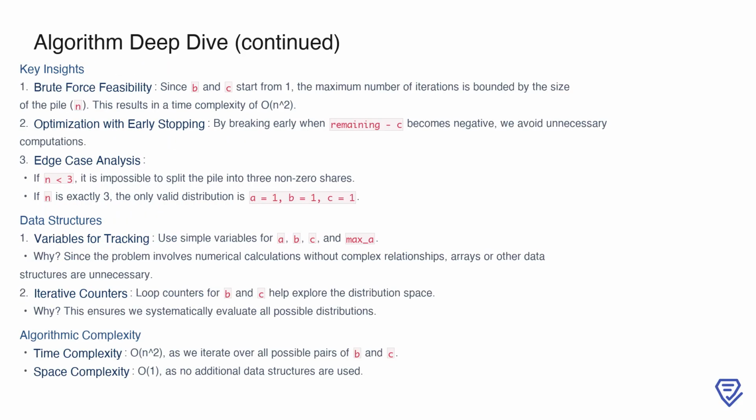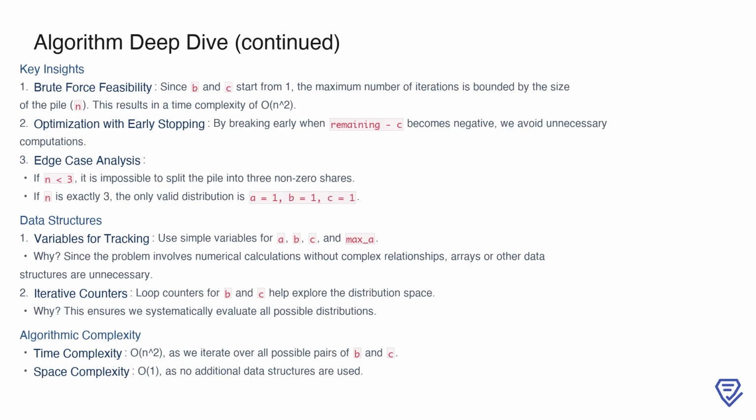From this process, we can draw some key insights. First, the brute force approach is feasible because the maximum number of iterations is proportional to the size of the pile, n. Specifically, the time complexity is O(n squared), as we explore all possible pairs of B and C. Second, the optimization with early stopping helps improve efficiency by skipping invalid cases where the constraints cannot be met. Third, analyzing edge cases is critical.